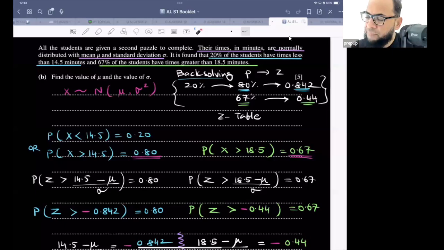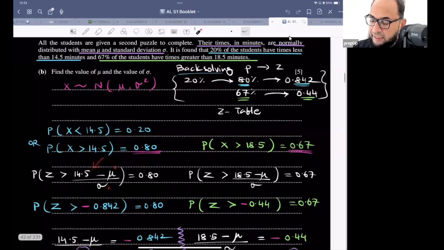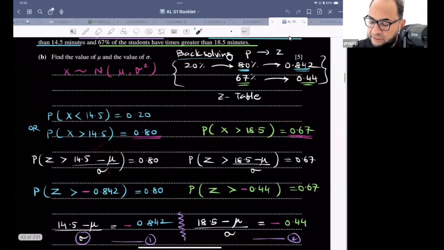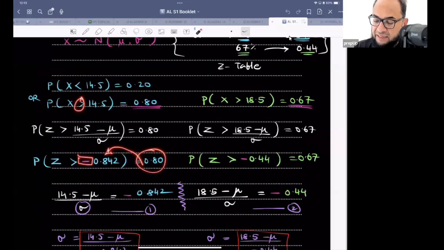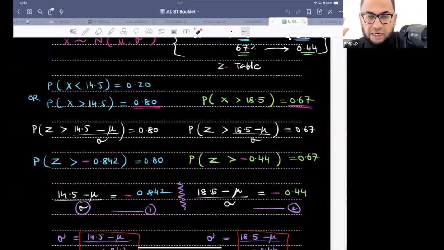So now the first thing, the blue thing, 20% have time less than 14.5. Probability X is less than 14.5 is 20%. Since this is lesser than 50%, subtract this from 1 and flip the inequality. So this is the flip and this is the subtraction. Then we will standardize with two unknowns. The 80% Z value is this much, but since this is greater, we give it a negative sign. So that's the first equation right over here. I hope it's all good, all clear, understood by everyone.